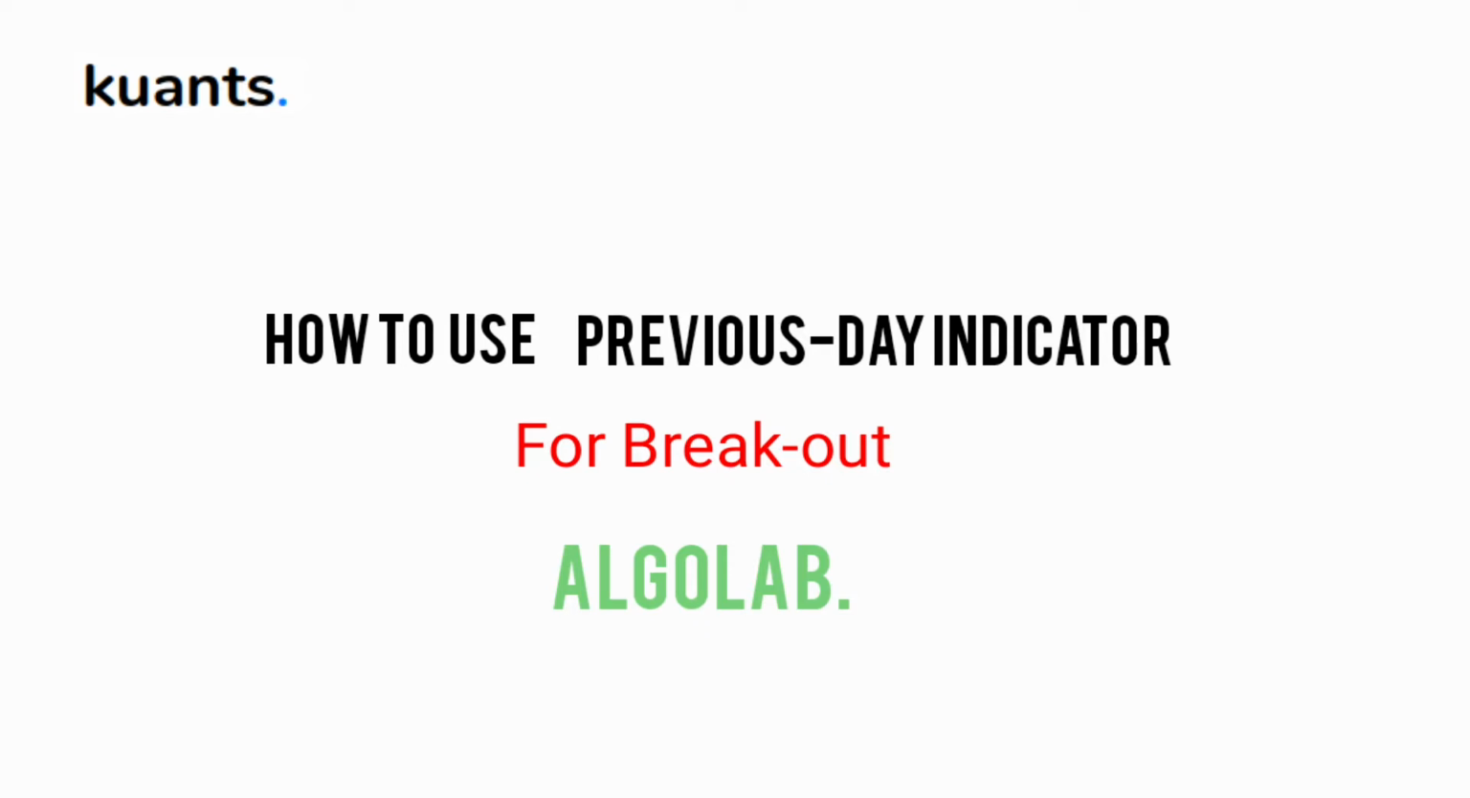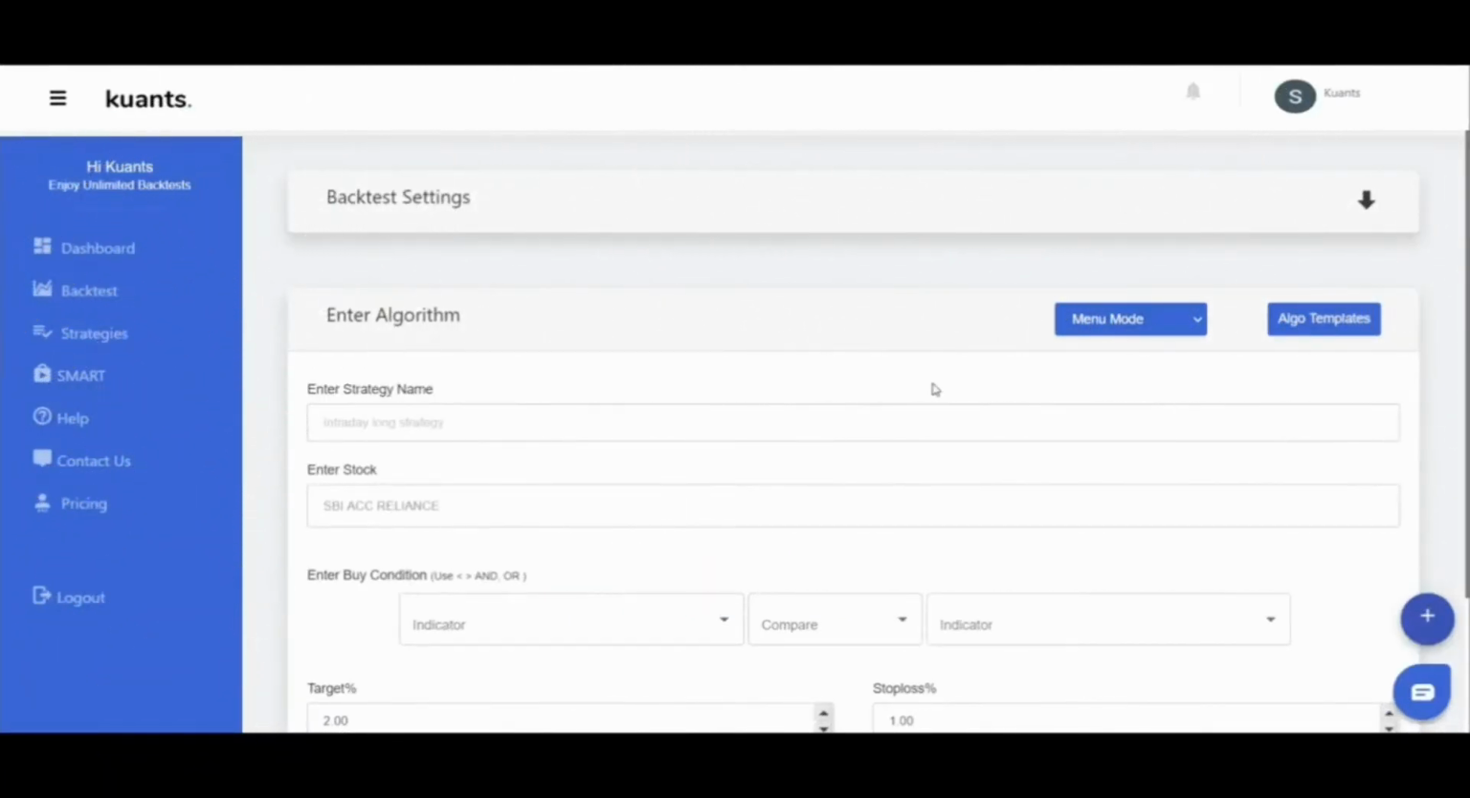Today I show how you can use previous day indicator for breakout strategy on Algolab. So this is Algolab backtest section where I can create my strategy.